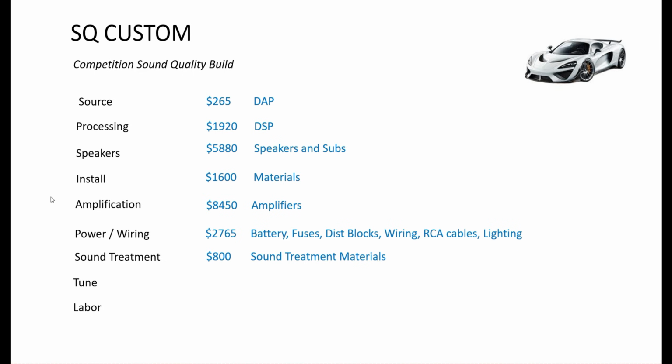Grand total of $2,765. So when we lay all that stuff out, there are some big numbers there: $265 for the source, nearly $2,000 for the DSP, nearly $6,000 for the speakers and the subs, $1,600 for materials, nearly $8,500 for amplifiers, nearly $3,000 on fuses, distribution blocks, wiring, cables, all of that stuff, $800 in sound treatment material. Grand total, $21,860.